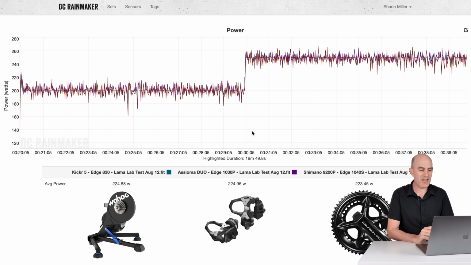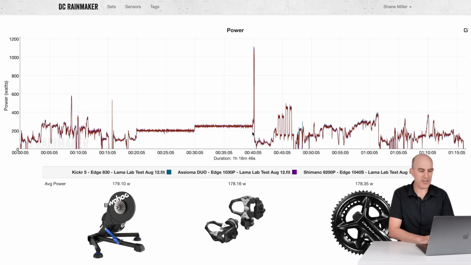224, 224, 223.4, that's within spec. I was very, very happy to see those numbers early on. So for the steady state stuff, everything was looking great. After a warm-up, a zero offset, and away we go.